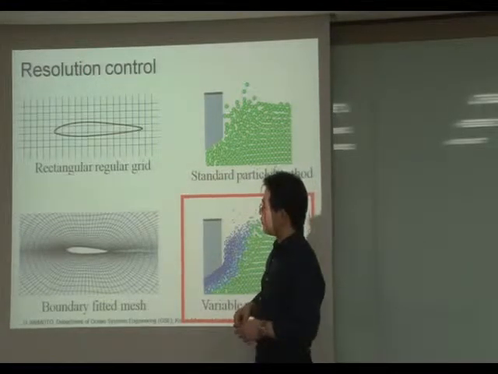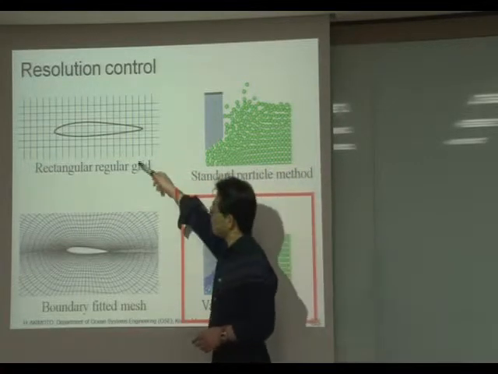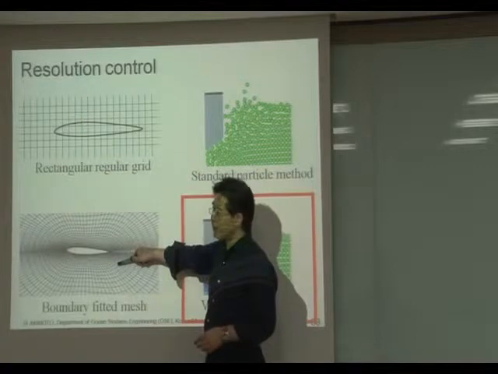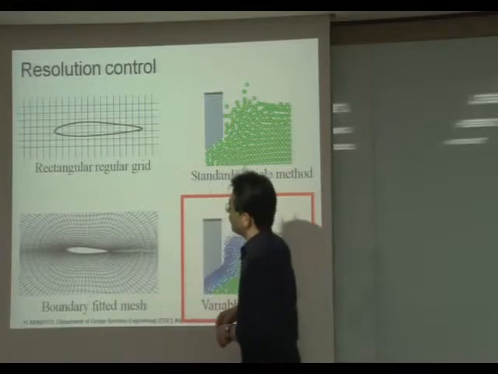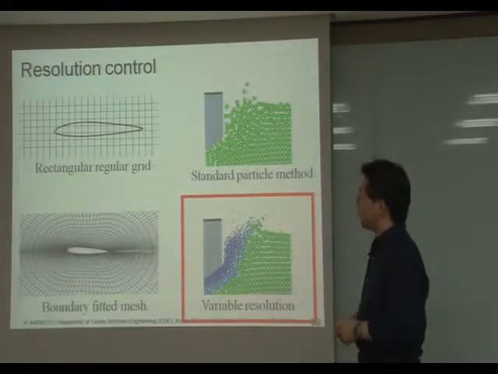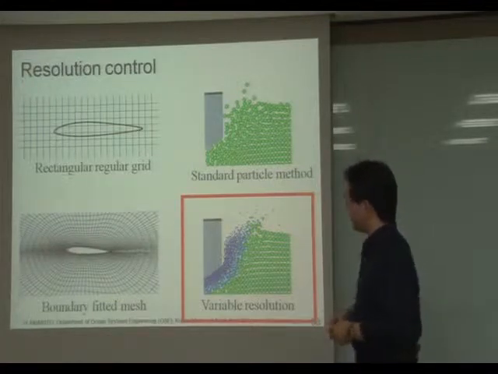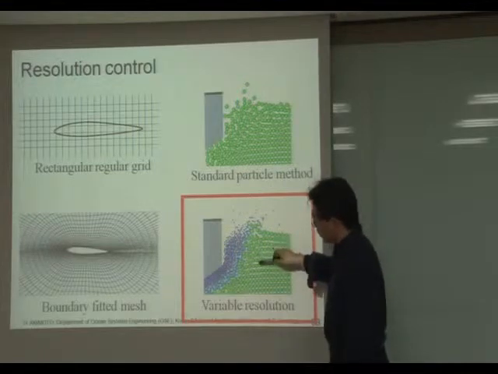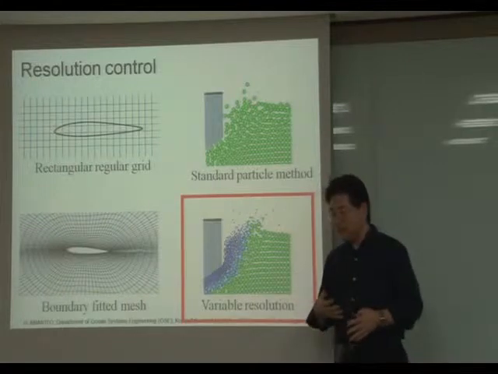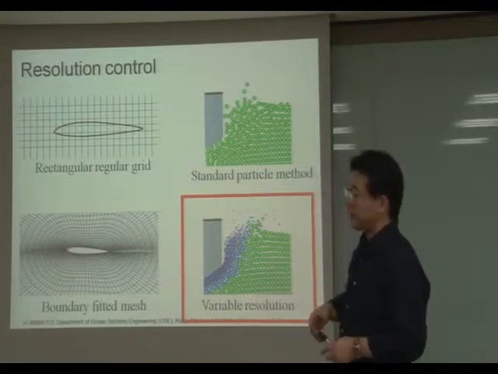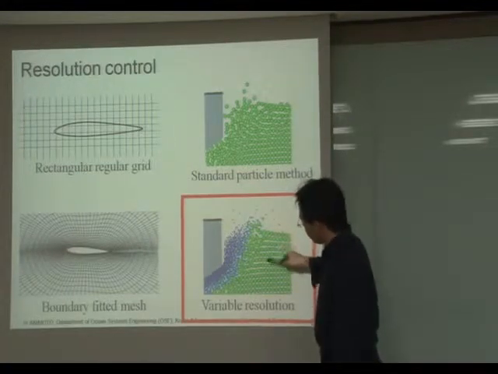So our intention is to extend the present particle method from this level to this level. It will provide higher resolution around the body surface for accurate calculation of boundary layer treatment. So one approach is to provide variation of particle size. This will illustrate one situation.